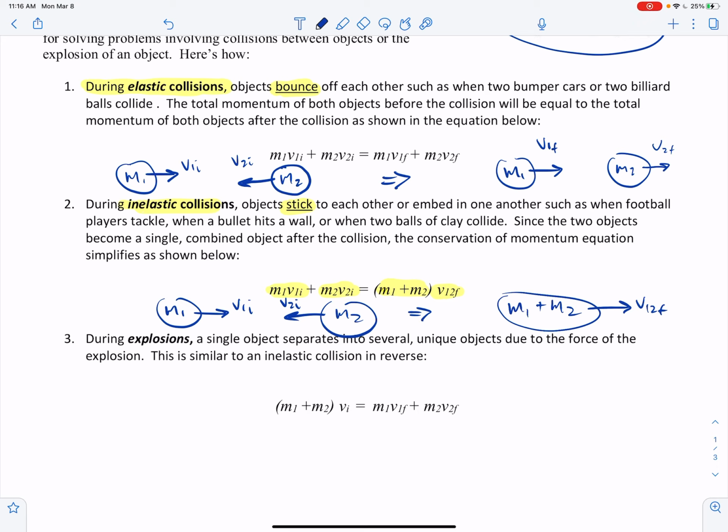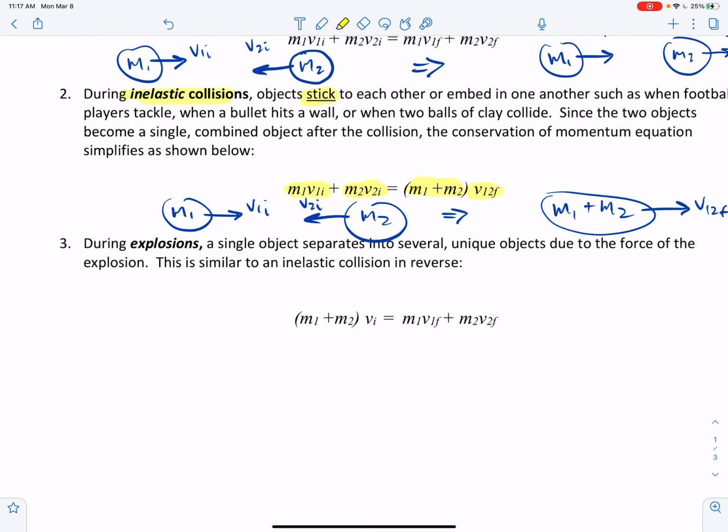Examples of this: objects stick to each other or embed in one another, such as when football players tackle, when a bullet hits a wall, or when two balls of clay collide. Since the two objects become a single combined object after the collision, the conservation of momentum equation simplifies.